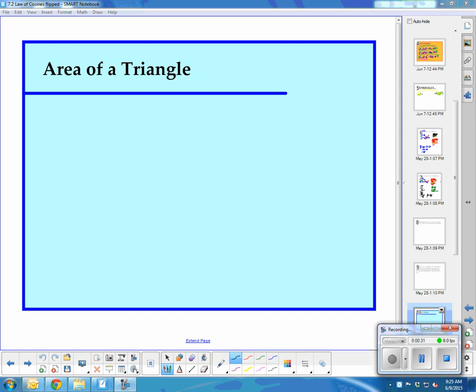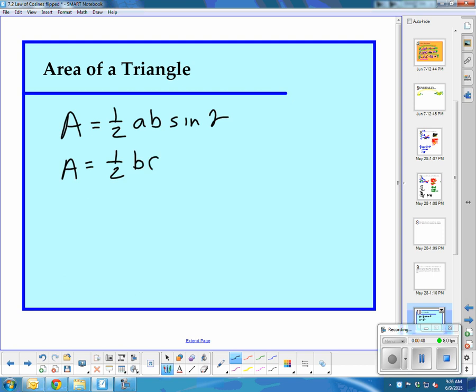But using the law of cosines, we actually can get an area of a triangle formula that becomes A equals 1/2 AB sine gamma, or area equals 1/2 BC sine alpha, or A equals 1/2 AC sine beta.